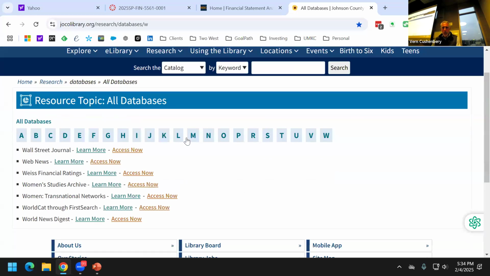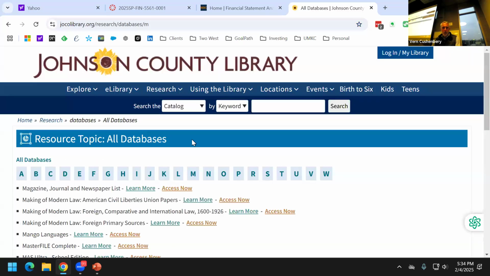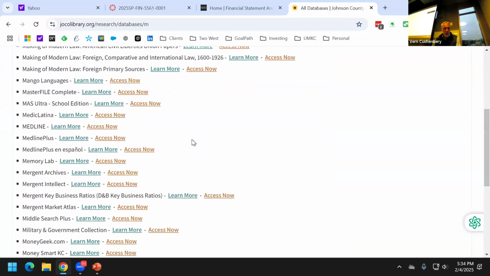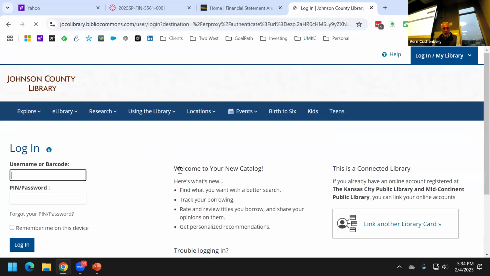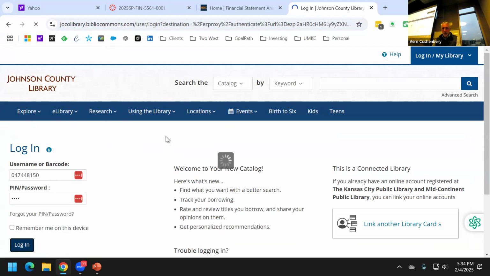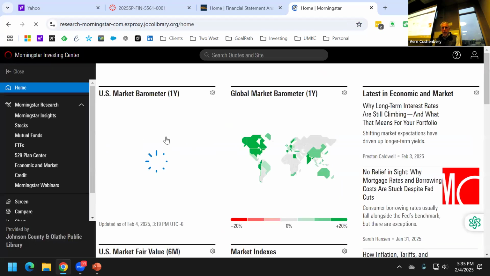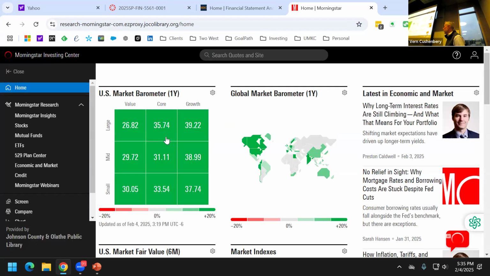So these are just other resources that are available to you. The one I wanted to point out was Morningstar that we used to have access to here at the Block School, but we don't anymore. It's an excellent resource. Last week, we talked a little bit about Mergent. It's available out here too. Morningstar Investor Center, access now. You'll need a library card and PIN number, which are easy to get. You click on Morningstar and it takes you out here to this site.